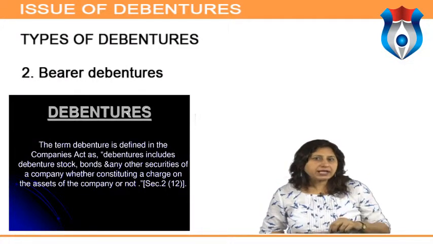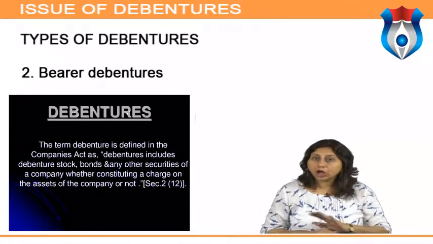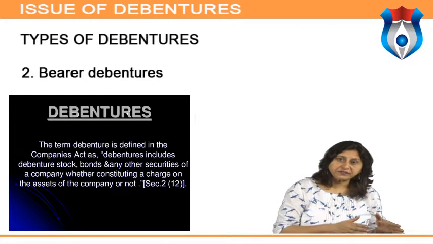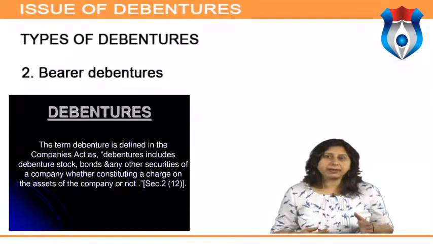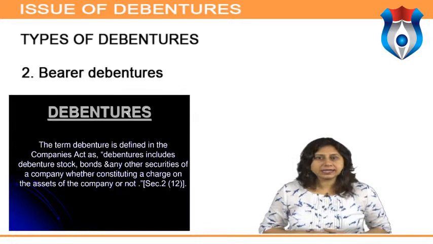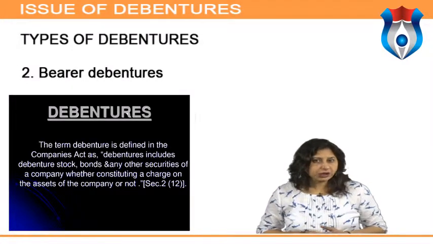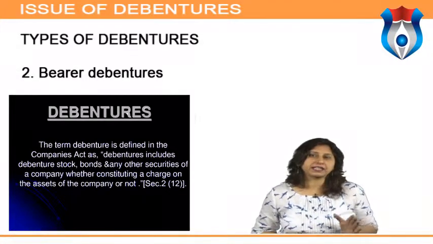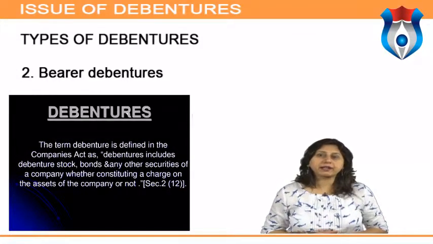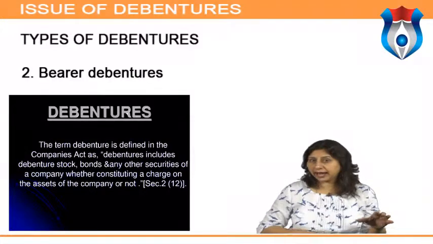A person transferring a bearer debenture need not give any notice to the company to this effect. The transferee who acquires such a debenture in due course, bona fide and for valuable consideration gets good title, notwithstanding any defect in the title of the transferor. Interest coupons are attached to each debenture and are payable to bearer.